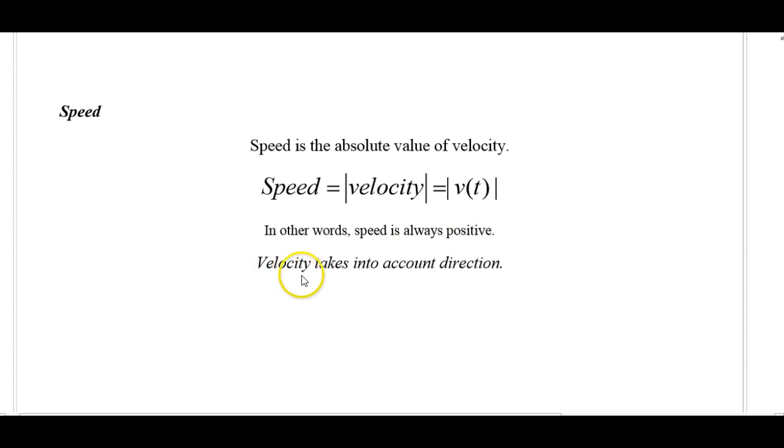Whereas velocity takes into account direction, so if velocity is positive, I'm either moving to the right or up. If velocity is negative, I'm moving to the left or down. Speed is just how fast are we going? It doesn't matter what direction we're going. So speed is always a positive quantity.